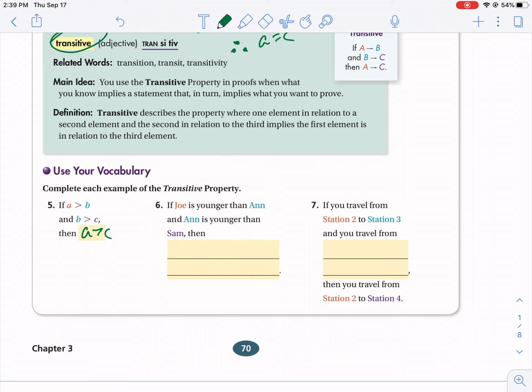What about Joe is younger than Ann? Joe's younger than Ann, and Ann is younger than Sam. Sounds like a Dr. Seuss poem starting off, but we can conclude that Joe is younger than Sam. Another one, if you travel from station 2 to station 3, and you travel from station 3 to station 4, then you have really traveled from station 2 to station 4. Sorry, that should have been station instead of section.